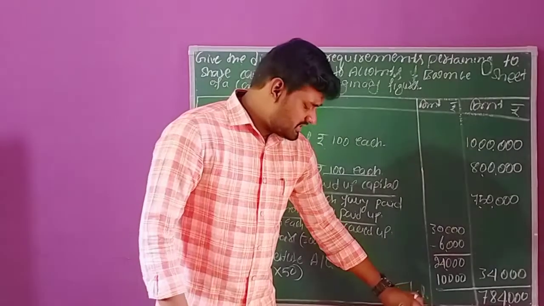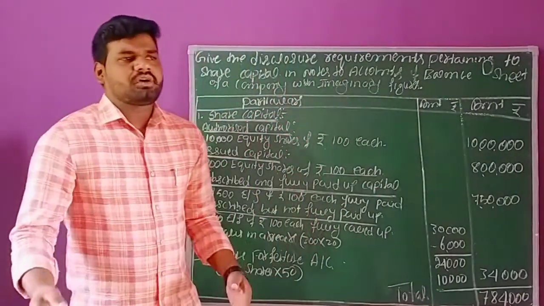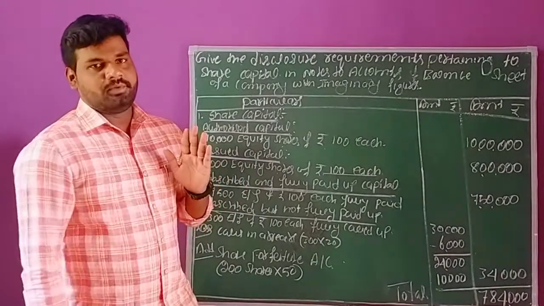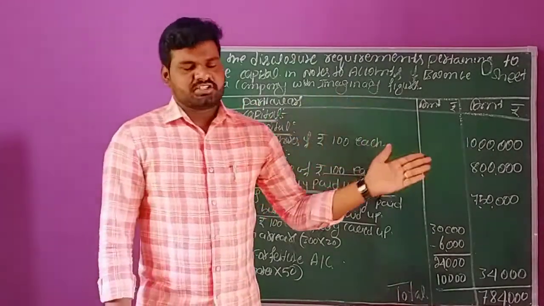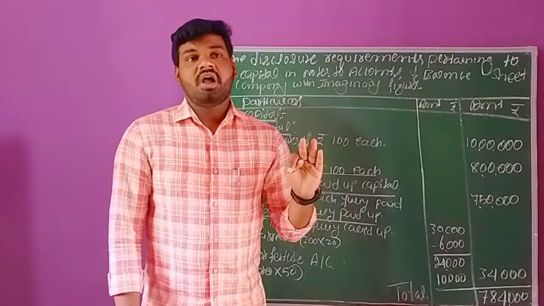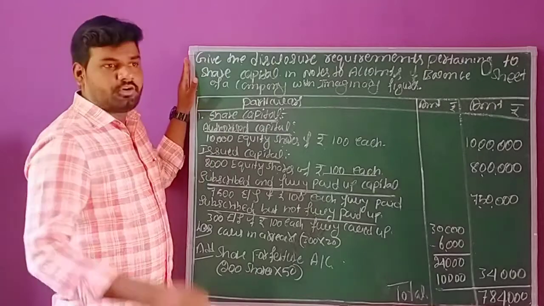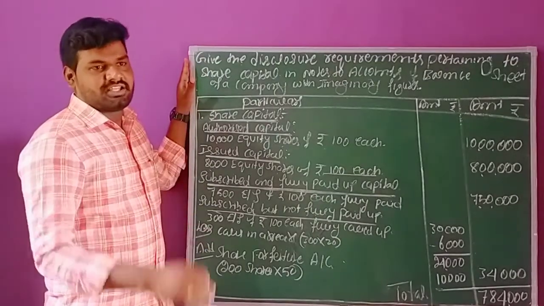So in this chapter, we need to observe one thing: how we need to collect the share capital from the public. In the previous chapter, we covered accounting for share capital, and in the financial statements, how to show share capital. This is what the practical oriented questions in this chapter are about.